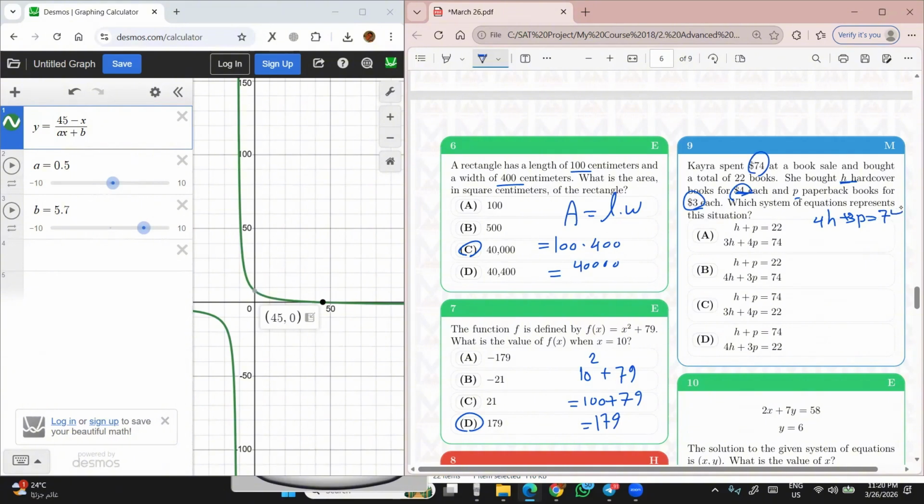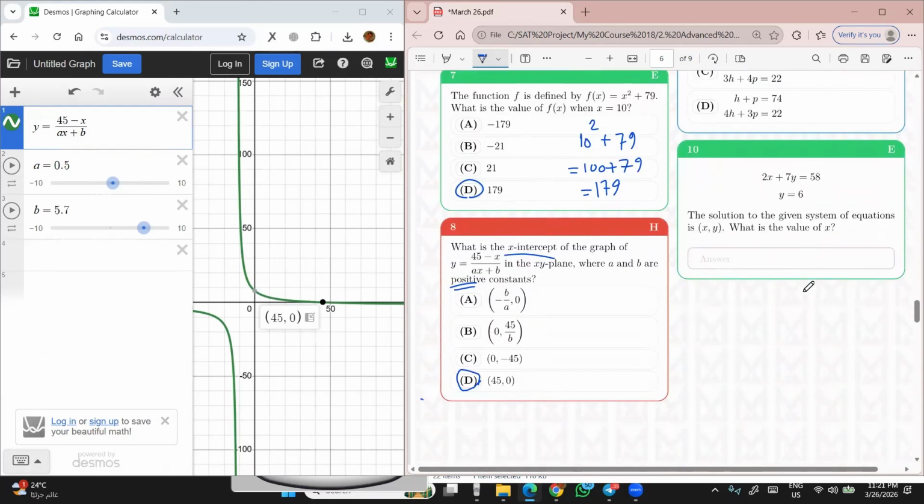But after that, we have another equation that contains the number of books, which is here. Number of books is hardcover and paperback, a total of 22 books, no money here. So the first equation is for the money and the second equation for the number of items. So we can choose the equation that gives 4H plus 3P is equal to 74 and H plus P is equal to 22, which is letter B.